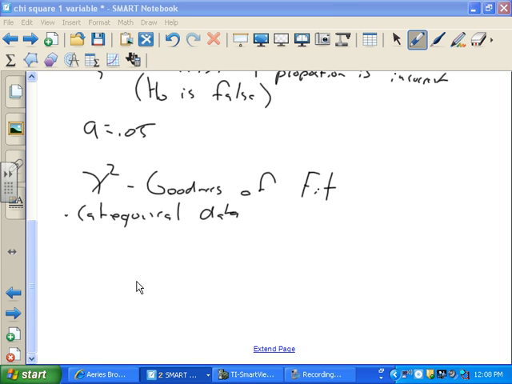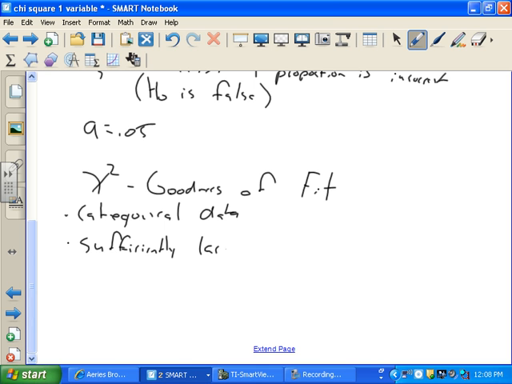Categorical data, what else do we need? Sufficiently large, we'll check that in a second. That's if expected cell counts are greater than or equal to 5. So we should find our expected cell counts in this case.